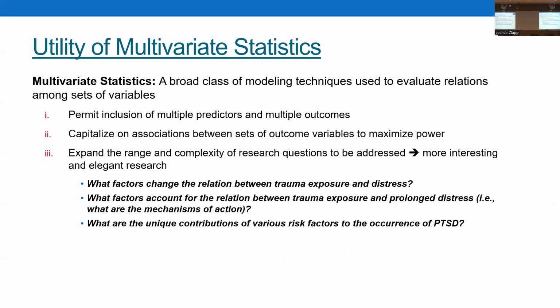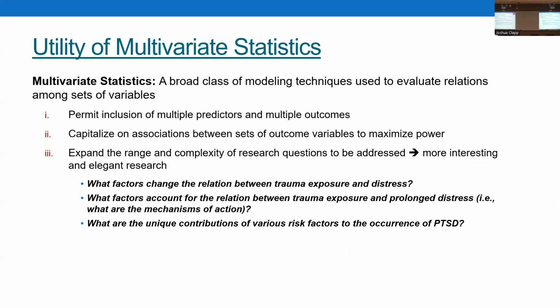We can also ask what factors account for the relation between trauma exposure and prolonged distress, right? Think about mechanisms of action. What type of question do we ask here? Mediation, right? X is related to Y. Why? Is X directly causing Y? Probably not. Maybe, I don't know. Or are there things that account for this relation? If I take that away, do I still see that these two things are related, or if I account for them, right? We start to ask some interesting questions about mechanistic types of things, okay?